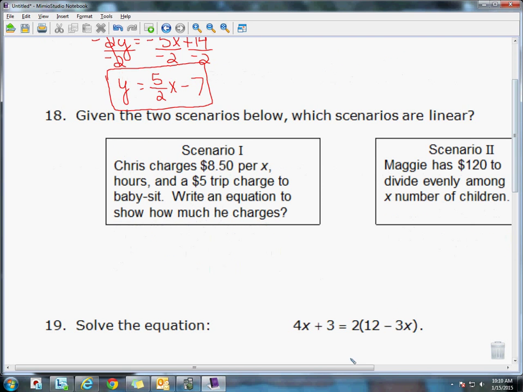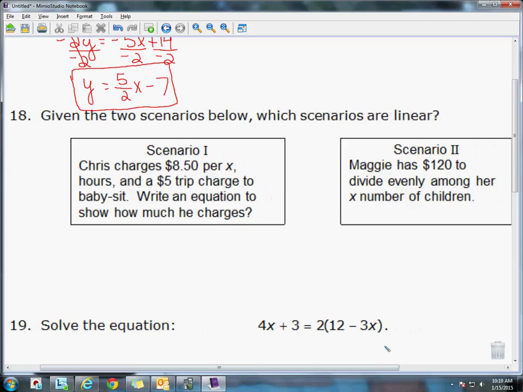Okay, number 18, given the two scenarios below, which one is linear? So here's your first one. Chris charges $8.50 per X hours and a $5 trip charge to babysit. Write an equation to show how much she charges. So we have y equals $8.50 per hour plus a $5 trip charge. This is in your y equals mx plus b format, slope-intercept form. So this here is going to be linear.